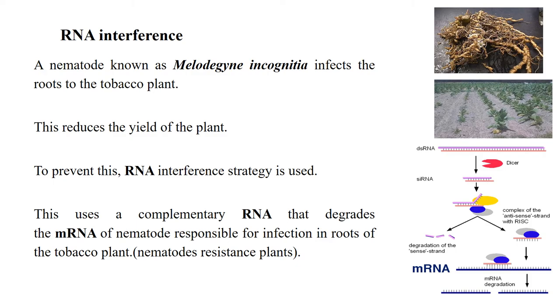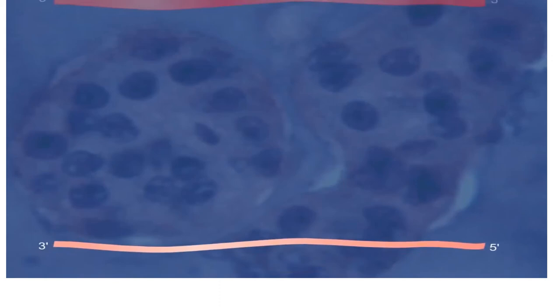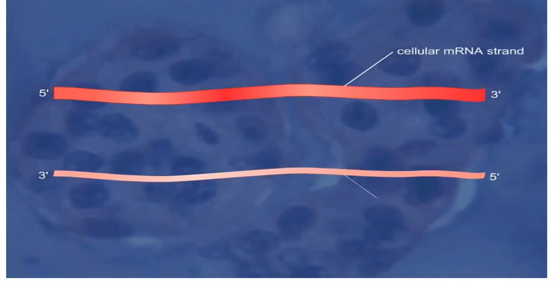I will show an animation of this RNA interference. RNA interference is a mechanism of silencing gene expression after the gene has been transcribed. This interference is due to the presence of antisense RNA, which is complementary to a specific cellular mRNA. The complementarity between the antisense RNA and the cellular mRNA causes the two molecules to bind to each other.